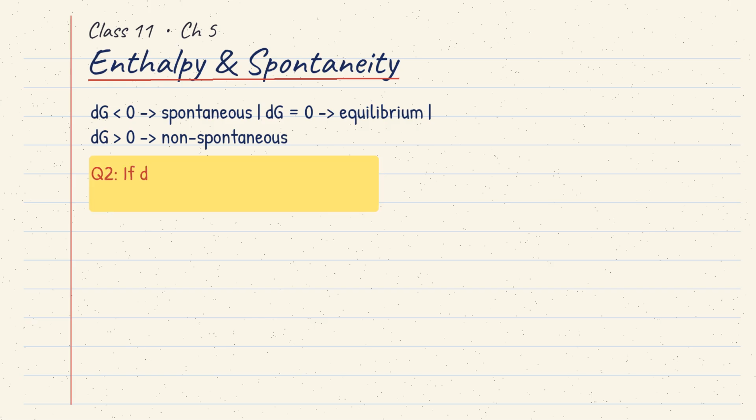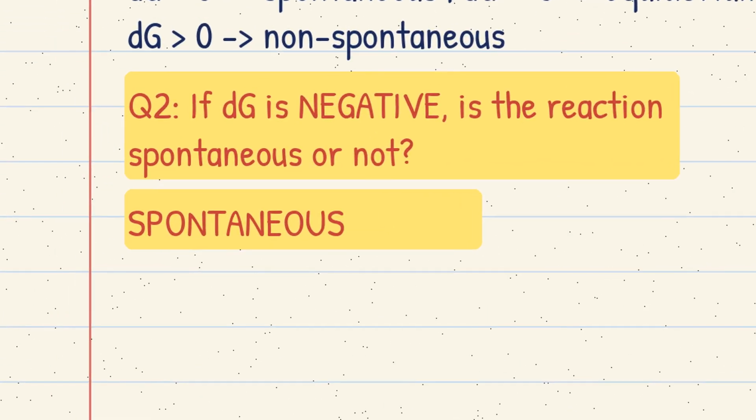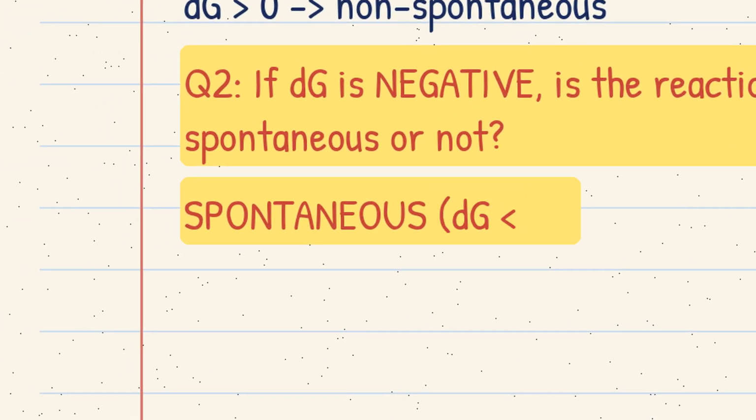One more question. If the Gibbs energy change, delta G, is negative, is the reaction spontaneous or non-spontaneous? Pause and think. Correct, spontaneous. A negative delta G means the reaction proceeds on its own.